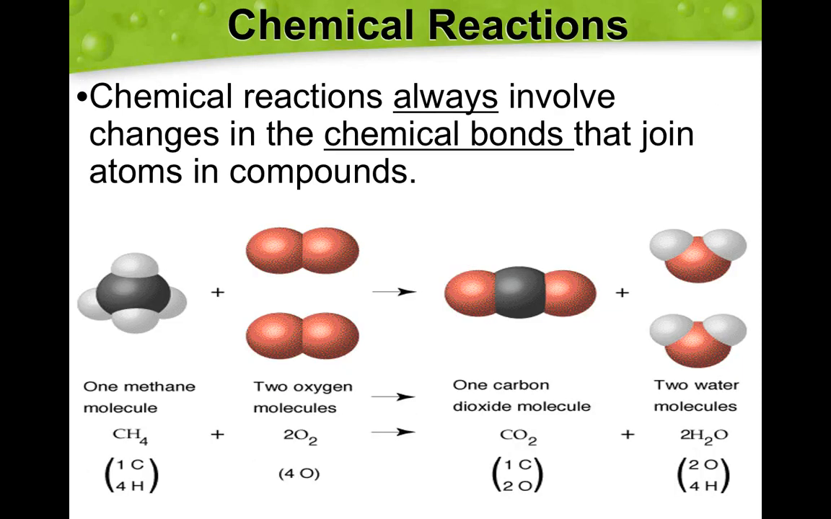Now, in order for a chemical reaction to occur, you always have chemical bonds being broken and new ones being formed. So chemical bonds breaking, new ones forming. Okay, so that's why it's a change in identity, because the molecules are actually breaking apart and forming into new molecules. So it's not just a change in appearance, it's a change in the actual identity of the substances.